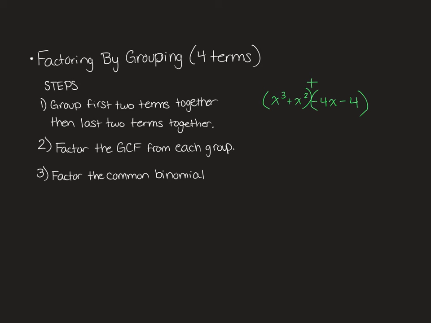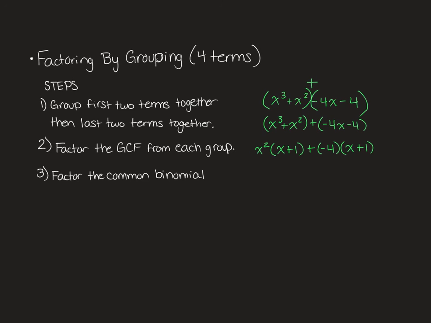So I have my groups factored here, so let me just rewrite them so it's clear. Plus, and then negative 4x minus 4. So now you're going to factor out a greatest common factor from each group. So from x cubed plus x squared, my greatest common factor is x squared, and that will leave me with x plus 1. Plus, now my greatest common factor from negative 4x minus 4 is going to be negative 4. And so you will have x plus 1.